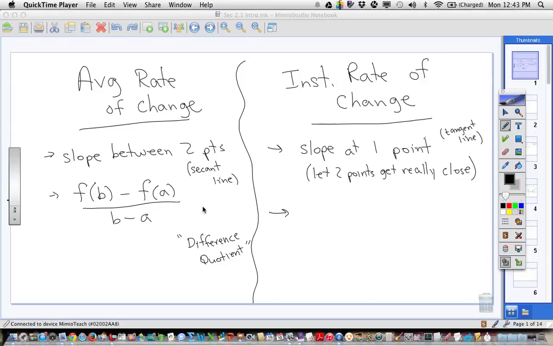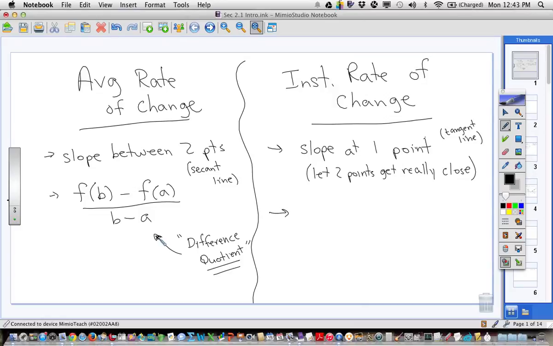And I threw in this other slope here, in quotes, that's sometimes called the difference quotient, for obvious reasons. It's a difference. You subtract the y's, subtract the x's, and then you divide them. Difference quotient. Okay? But you'll hear that term in your homework and stuff, so that's all it means. Difference quotient, slope between 2 points.